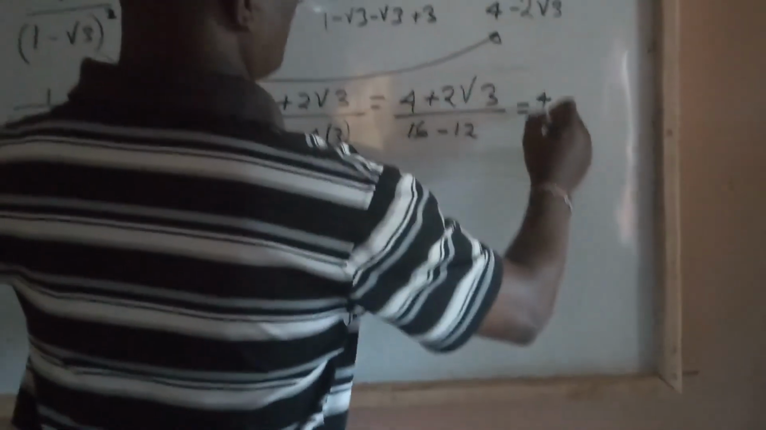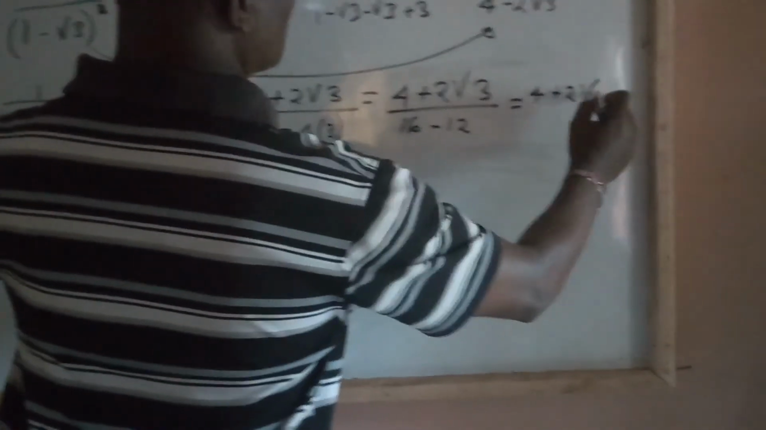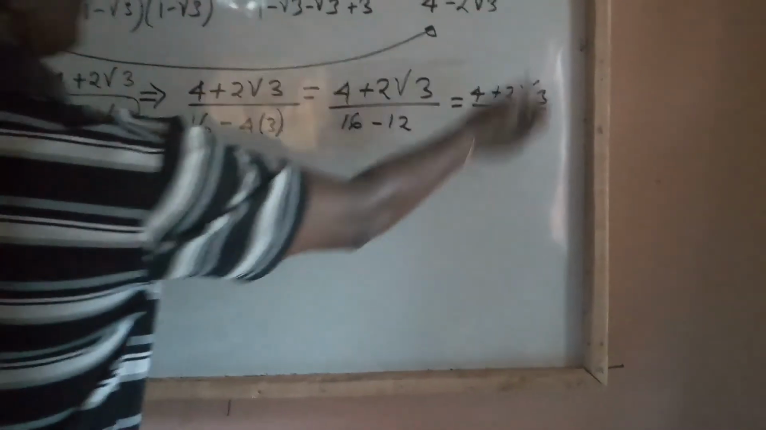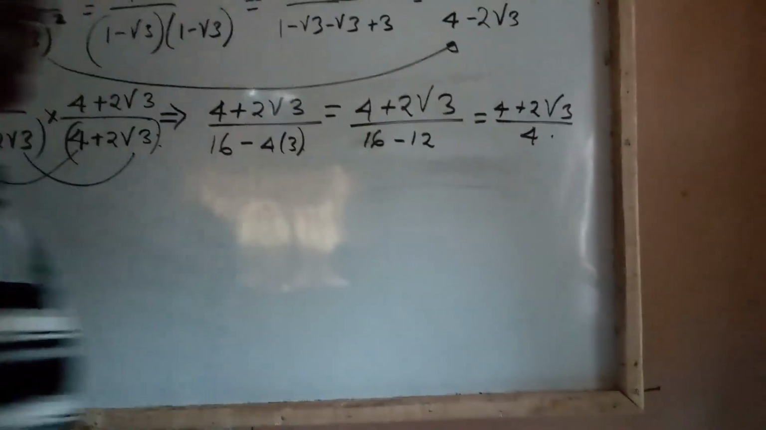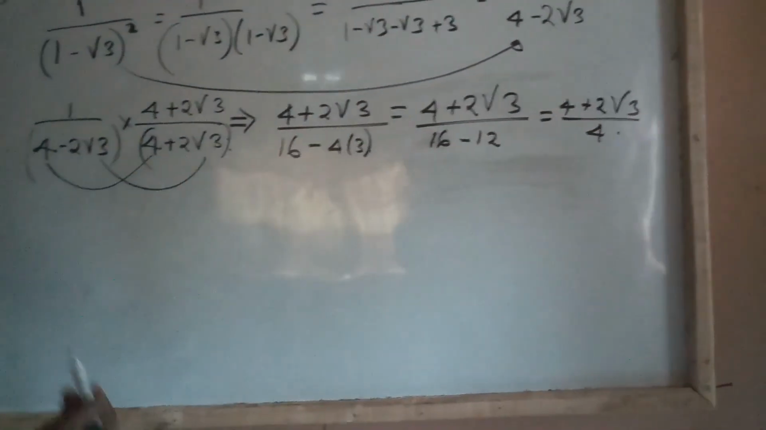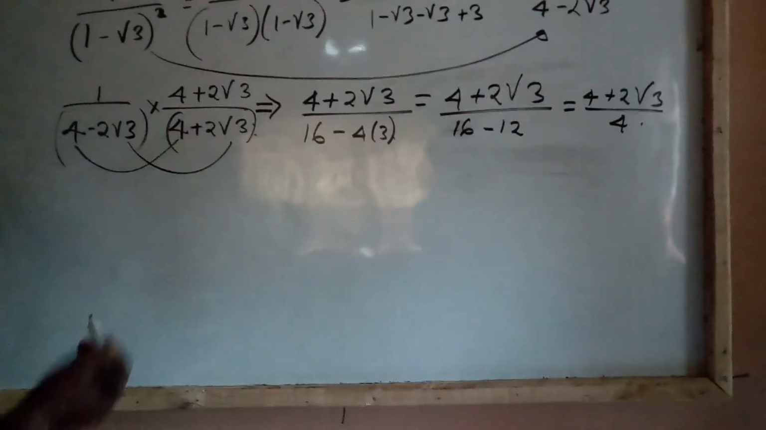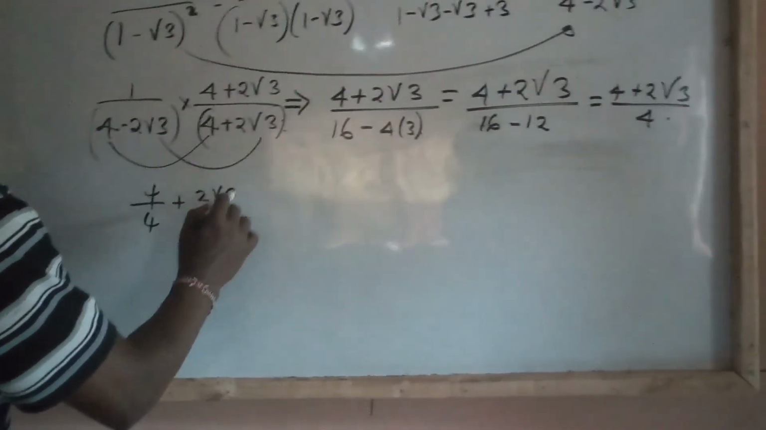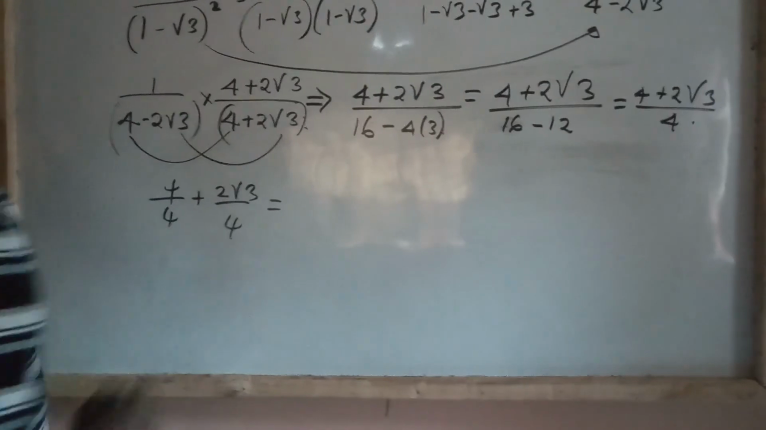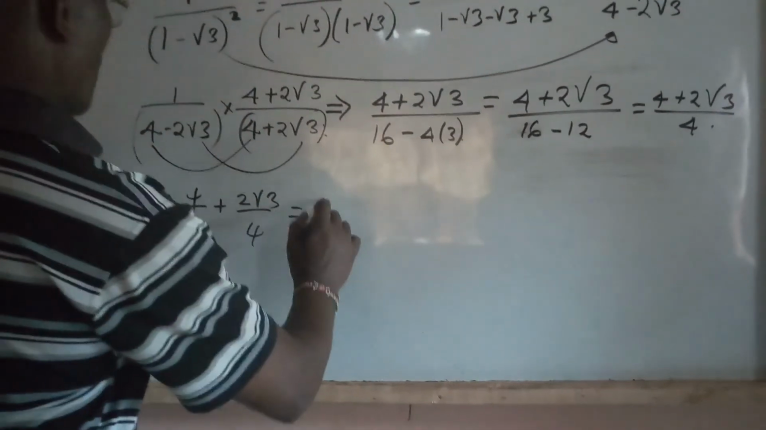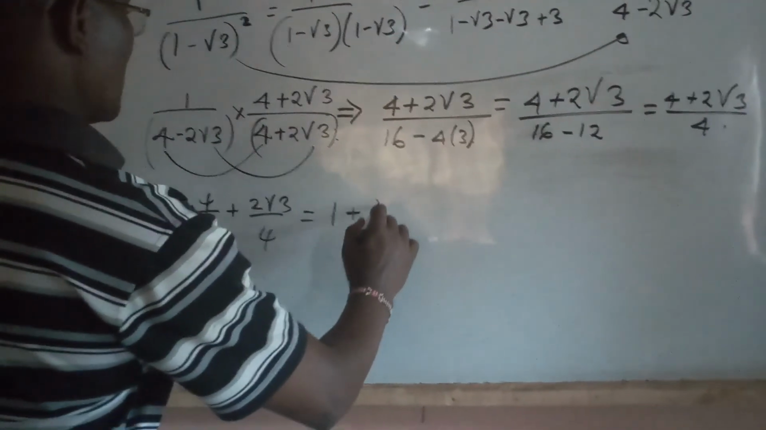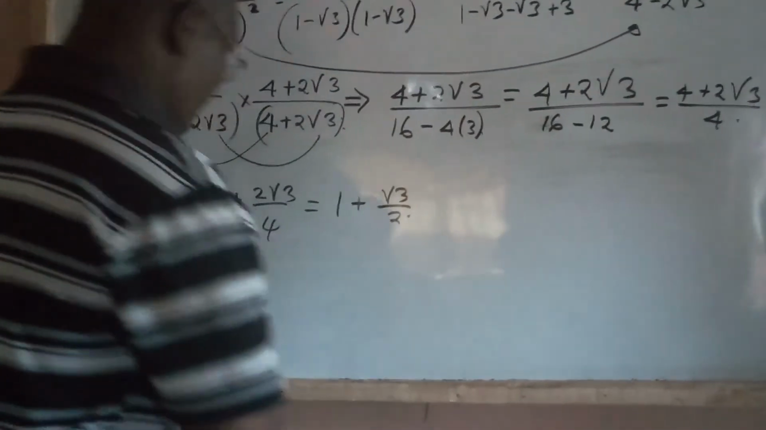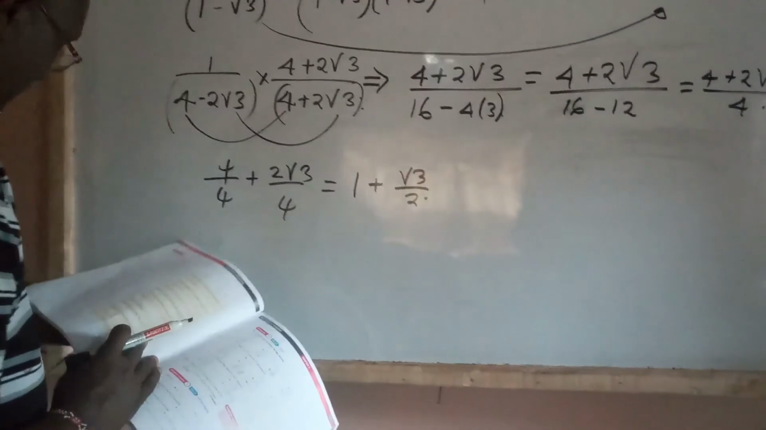And what do we have? We're going to have 4 plus 2 root 3 all over 4. But if you look at it critically, you will find that the denominator can easily cancel out the numerator. So we can have 4 over 4 plus 2 root 3 over 4. And this eventually is going to give us 1 plus root 3 over 2, or a half root 3 eventually.